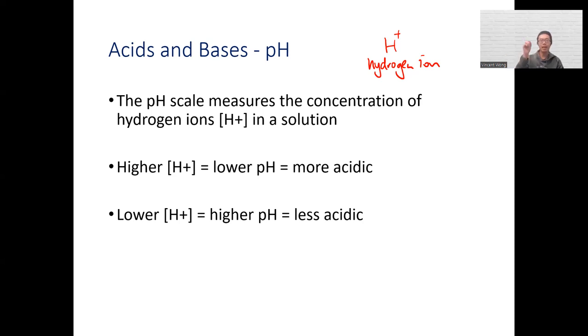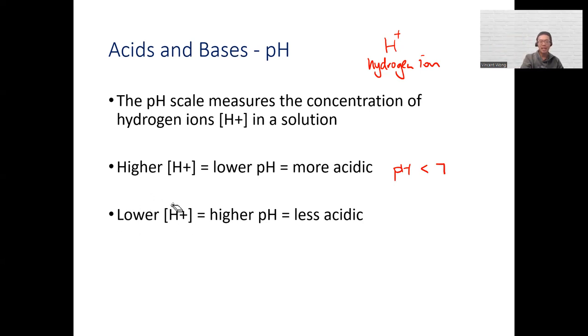And so how much H plus, how much hydrogen ion do you have in a solution? That's going to determine whether it's acidic or basic. The more concentrated the hydrogen ions are, the more hydrogen you have, the lower the pH, the more acidic it's going to be. So this typically is when the pH is below 7. Okay, that's acidic.